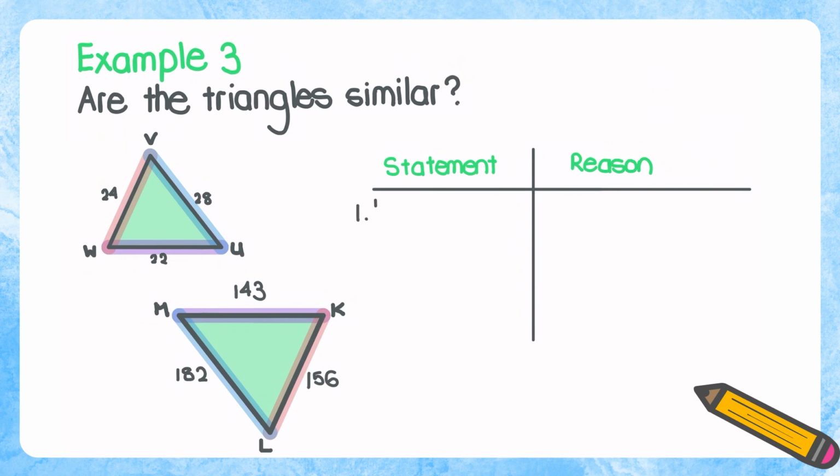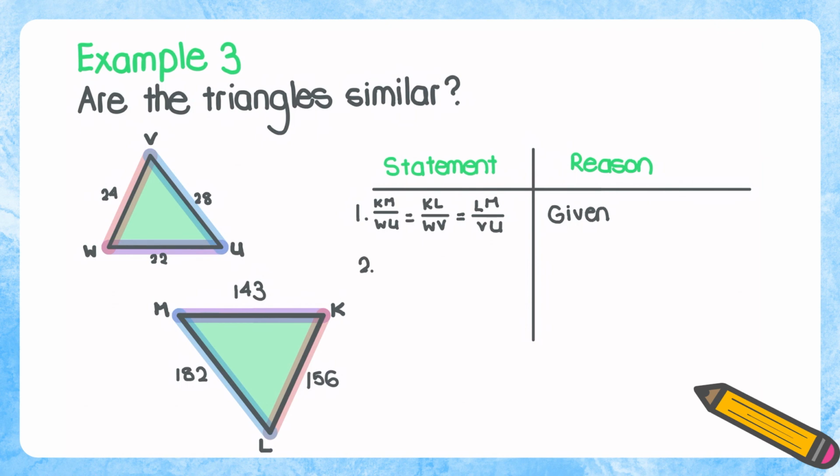So let's say this example actually asked us to prove that the two triangles are similar. Then, for one of your statements, you would simply put the following. So side KM over WU equals side KL over WV equals side LM over VU. And this is given to us based on the diagram. And this statement basically just tells us that all three ratios of corresponding sides are equal to each other.